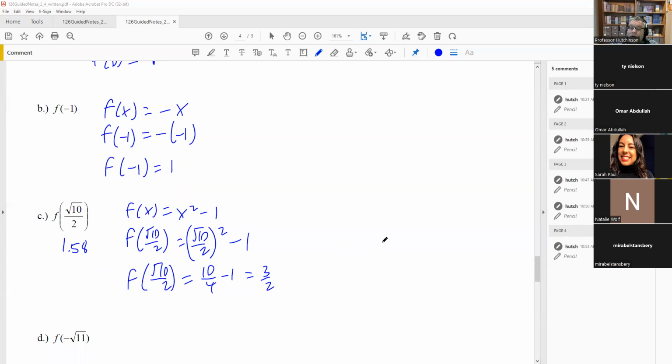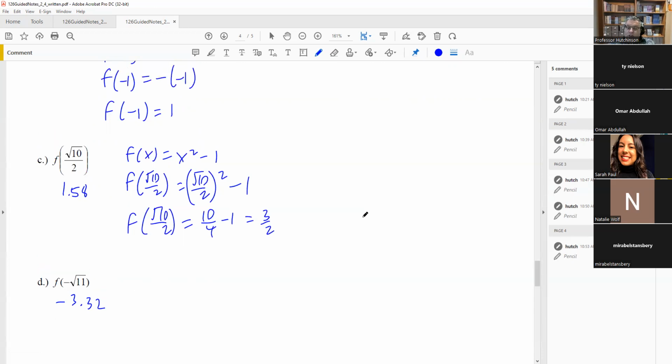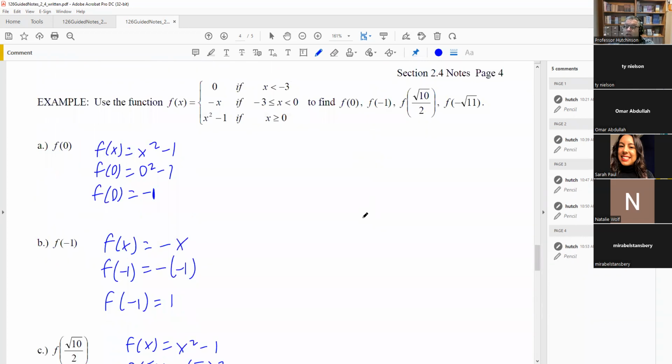Now here's the last one, f of negative square root of 11. This is probably one I definitely want to find the decimal value of, because we have a couple of different cutoff points for negative numbers, so I want to see what that is. So this is going to be approximately negative 3.32. Let's take a look at my equations and see which one it works with.